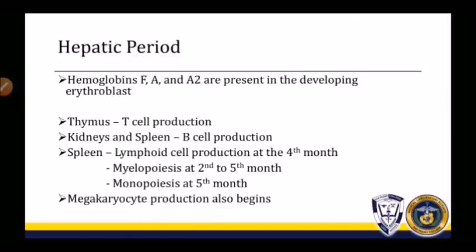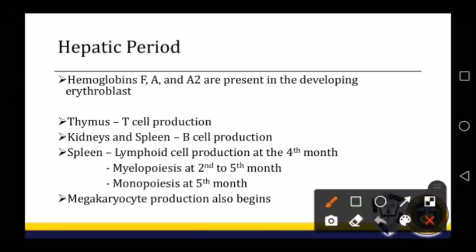So, one characteristics of the RBCs produced in the hepatic period is that it contains the hemoglobins F, A, and A2. So, unsa ang kalahian nila hemoglobins F, A, and A2 with those embryonic hemoglobins na present sa mesoblastic stage ganina? So, their difference is that chains ang present.